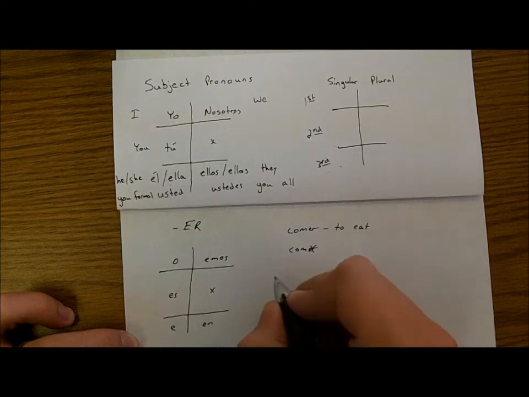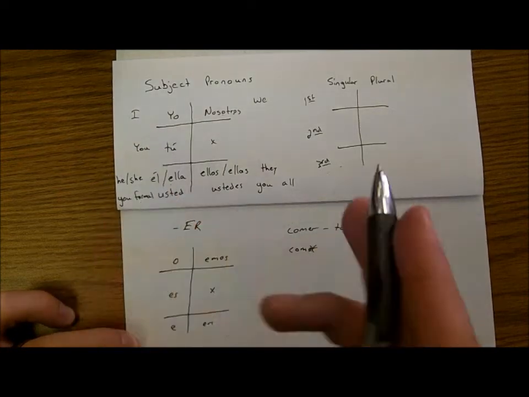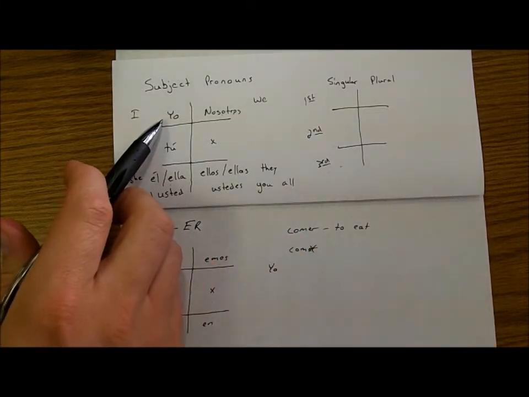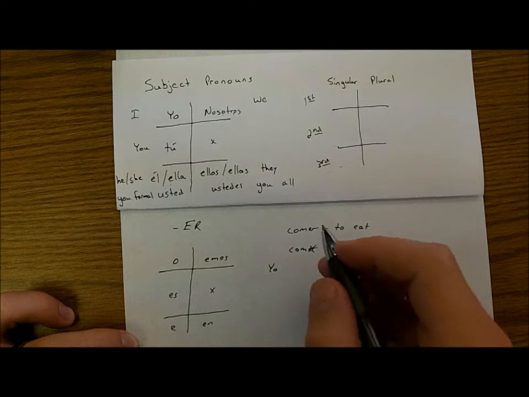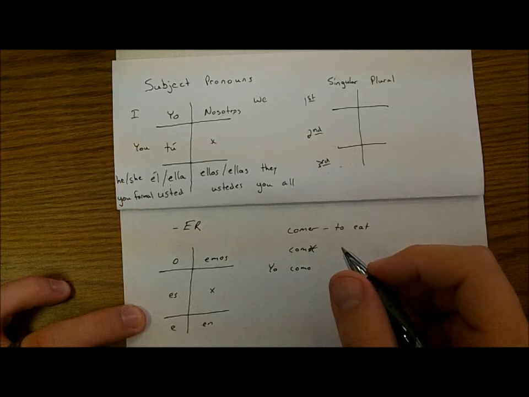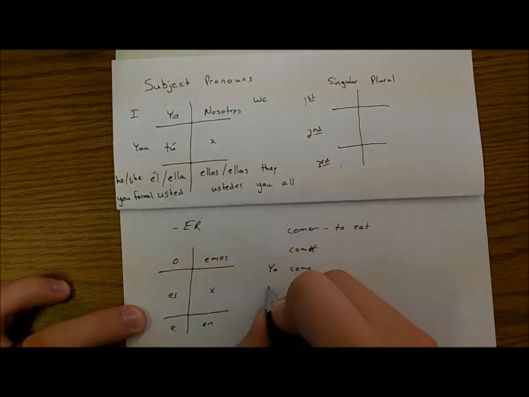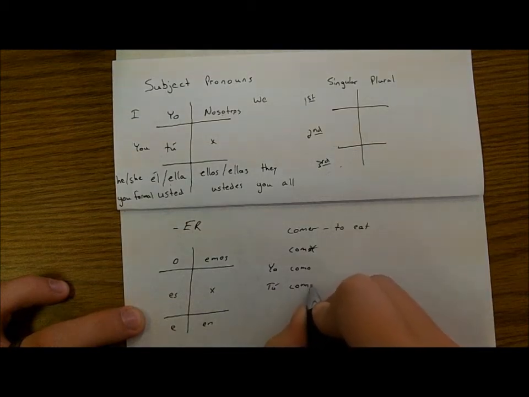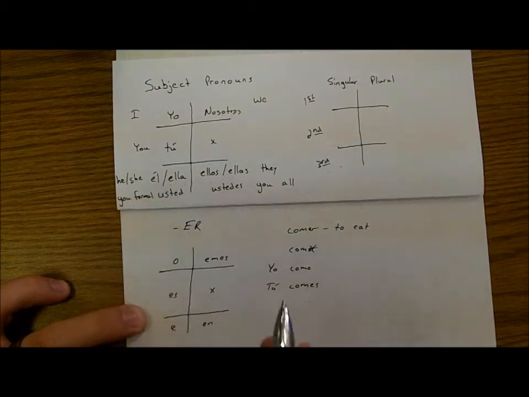To demonstrate this, if we want to say I eat, the first thing we'll start off with is the word yo. Therefore, we look at the chart, yo's in the top left, O is in the top left, so we get yo como. If we want to say you eat, you is in the middle, so we start off with tú. We look in the middle down here, tú comes. If we want to say he or she eats, he or she's in the bottom left, therefore we look at the bottom left, él or ella come.